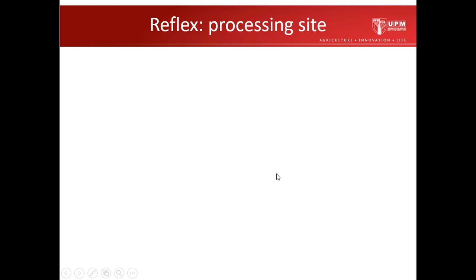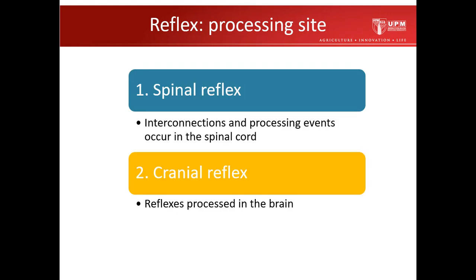Okay, the final classification is based on the site of the information processing. So we have two classifications. One is the spinal reflex and another one is the cranial reflex. In the spinal reflex, the information is processed in the spinal cord, hence it got its name, spinal reflex. And for the cranial reflex, the reflexes are processed in the brain. So that's the difference between the two reflexes.